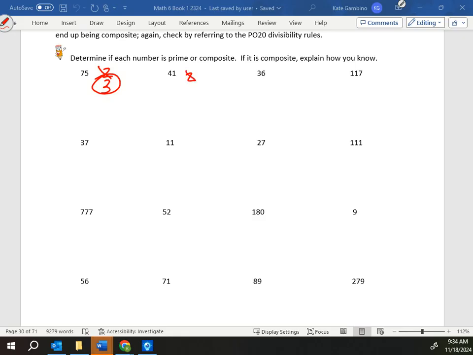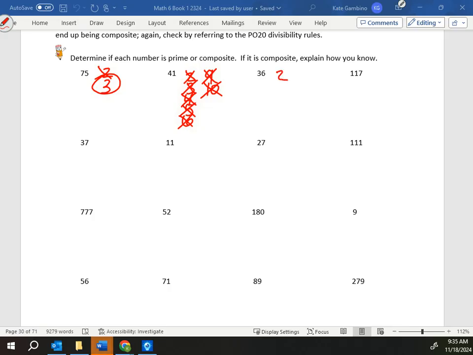We come to 41. It's not divisible by 2. But for the 3, 4 plus 1 is 5, so not divisible by 3. 4, it's not even divisible by 2, so it can't be 4. 5, it doesn't end in a 5 or a 0. 6, not divisible by 2 or 3, so not the 6. 9, 4 plus 1 is 5, so it's not divisible by 9. 10, nope, doesn't end in a 0. So I cross all my numbers off. I know it's going to be prime.